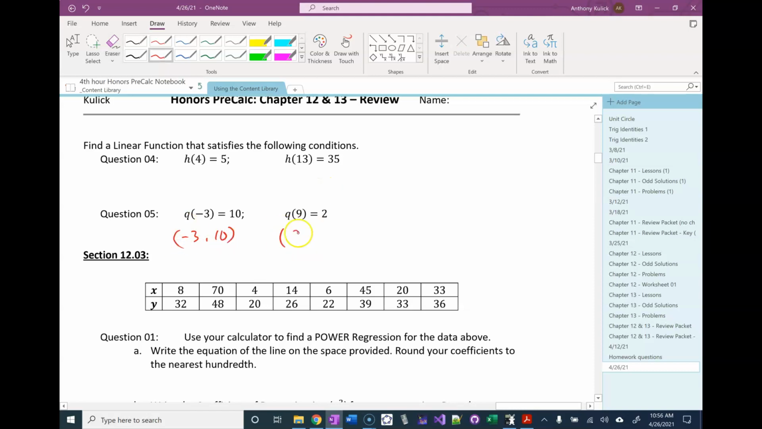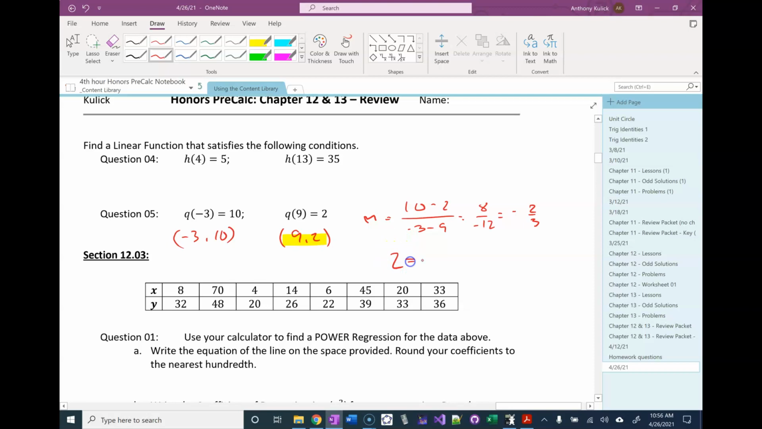So this is basically just 2 points, right? So it wants a linear function from 2 points. To do that, I need a slope and a point. The slope in this case could be 10 minus 2 over negative 3 minus 9. Oops, that's not right. So negative 2/3. And then to find the answer, I'm going to take one of the 2 points. It doesn't matter, just for the sake of argument, let's take this one.